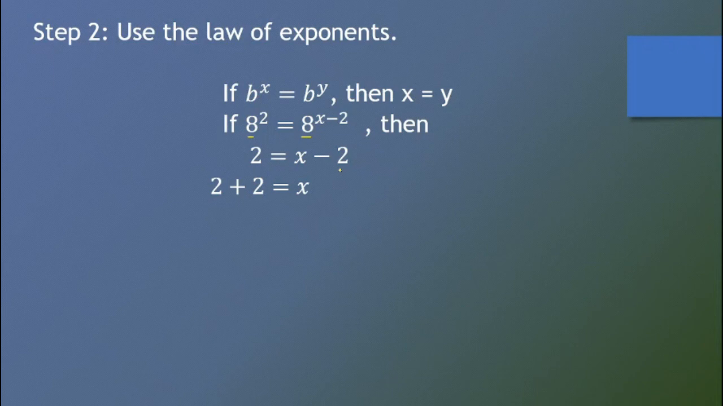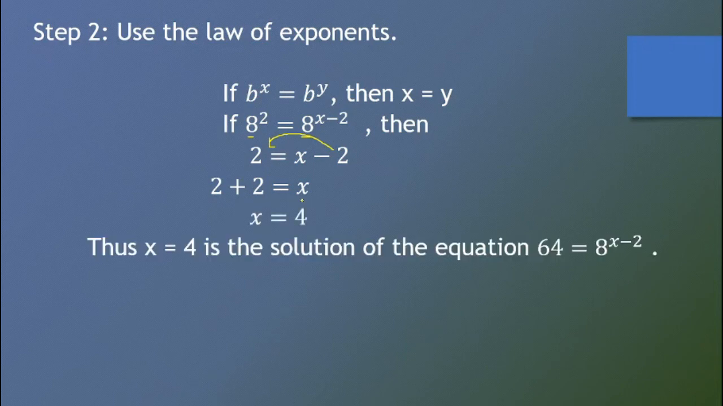And then, after that, solve na natin yung value ng x. So, para ma-solve natin ang value ng x, lipat lang natin or transpose natin ang negative 2 sa left side. So, magiging 2 plus 2 na siya. So, 2 plus 2 is equal to x. And then, our x is equal to 4. x equals 4 is the solution of the equation 64 equals 8 raised to x minus 2.